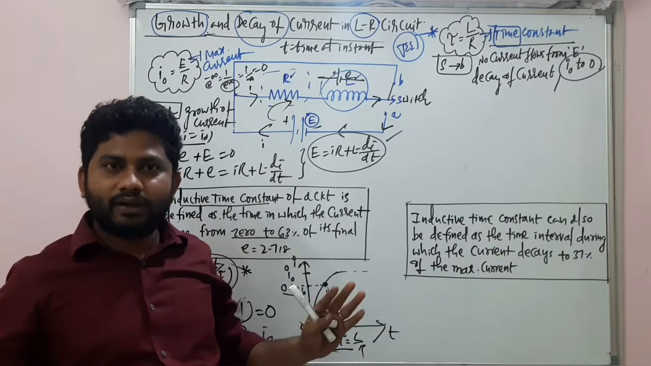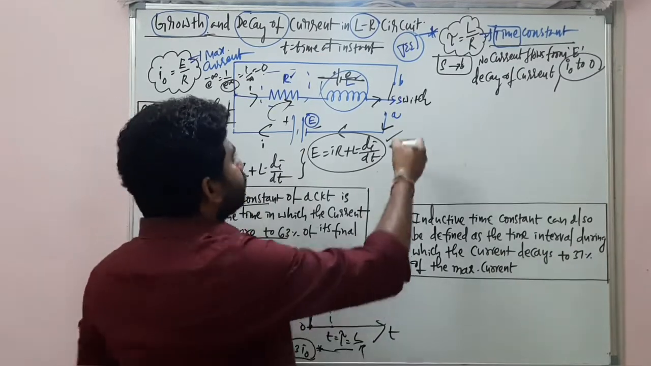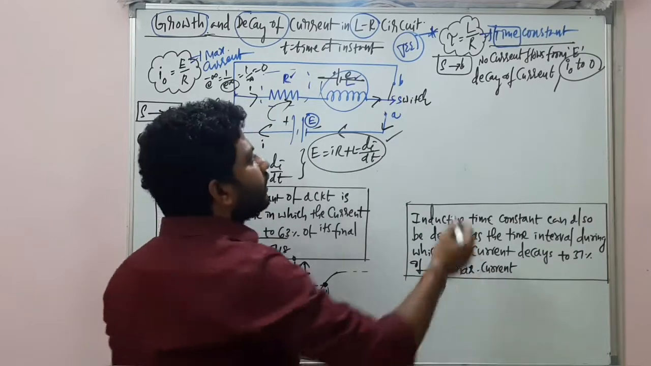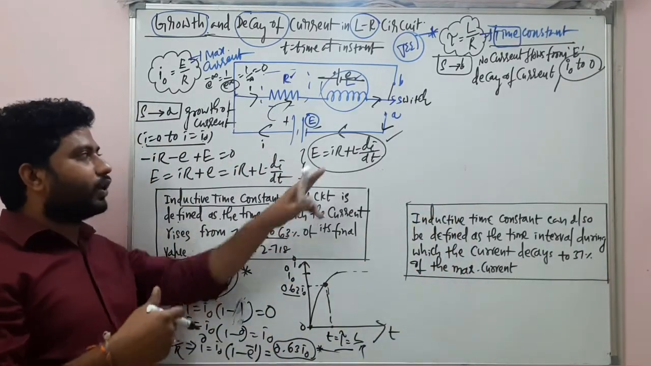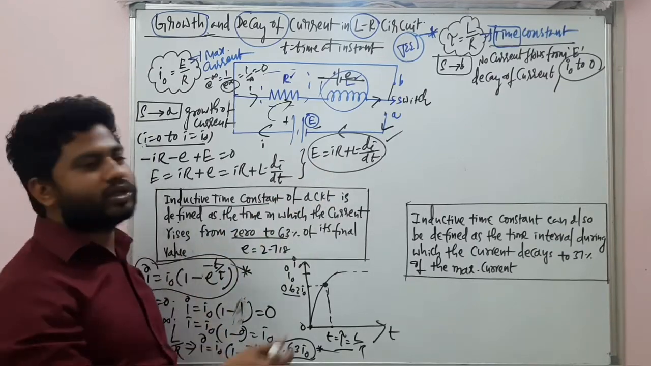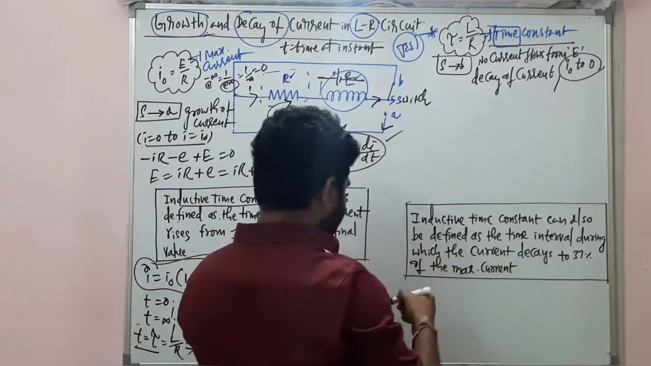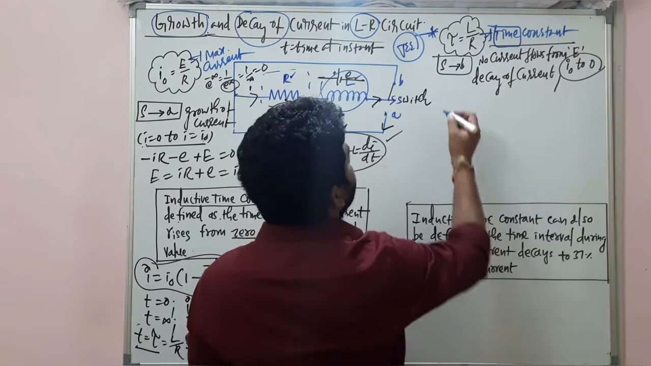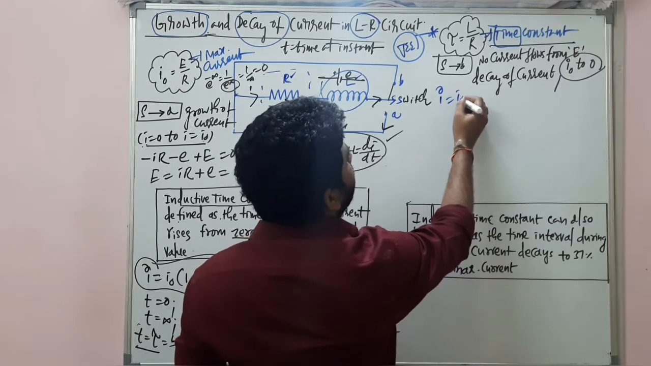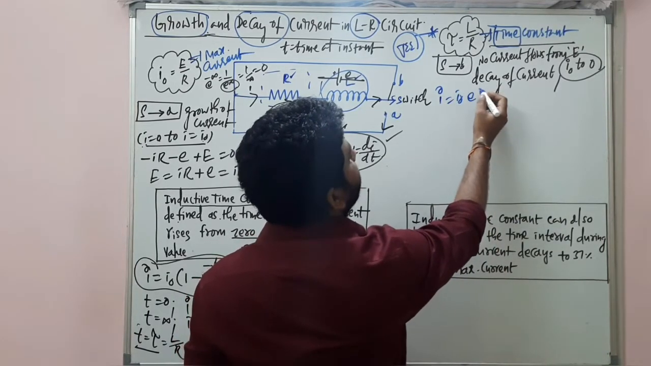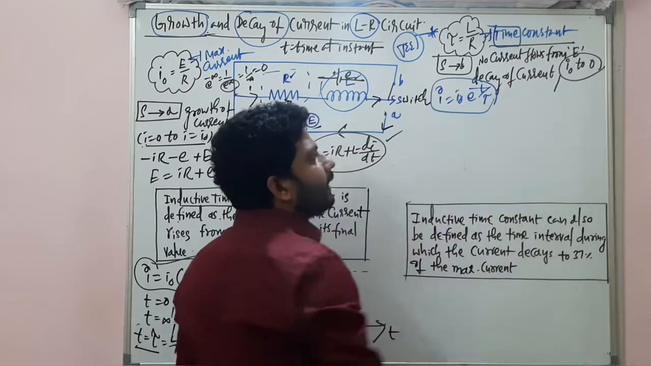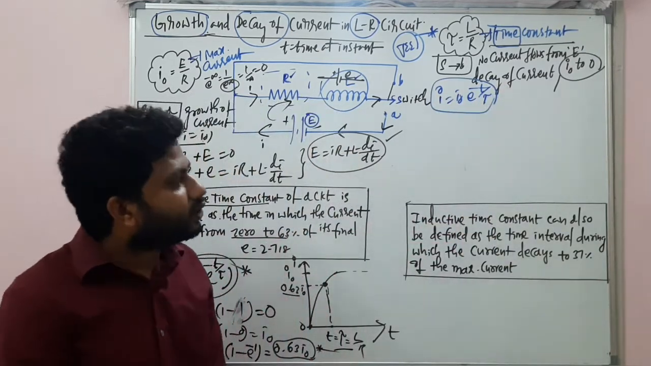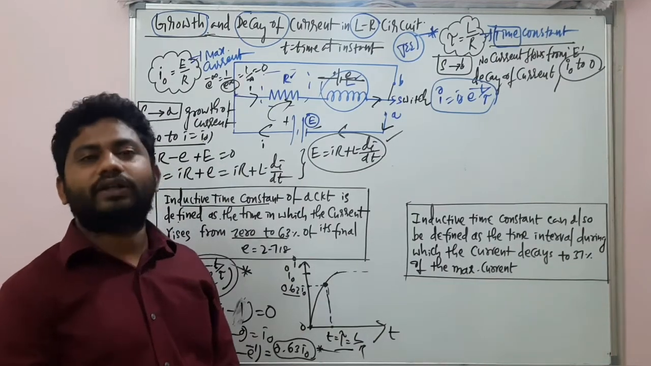Alright? Clear? Now, here also if you apply Kirchhoff's rule you will get a differential equation, and the solution of this equation is, carefully see, I is equal to I naught into e to the power minus t by tau. It's so simple.